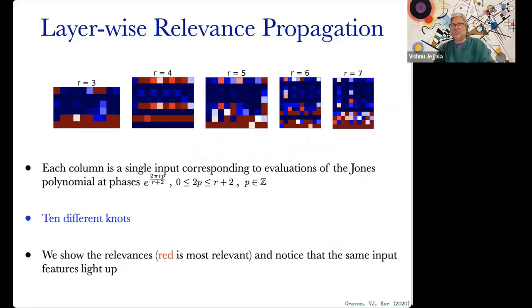So we looked at different kinds of inputs, and one kind of input we looked at was evaluations of the Jones polynomial at different phases. And by studying this, I'm not going to go through details here, but we have these relevance scores represented by these colors, and the red colors are the ones that are most relevant, and the different knots are the different columns in this diagram. And we see for these different knots, the same rows are red. So this suggests that evaluations of the Jones polynomial at certain phases are responsible for making a prediction of the volume to this very high accuracy.